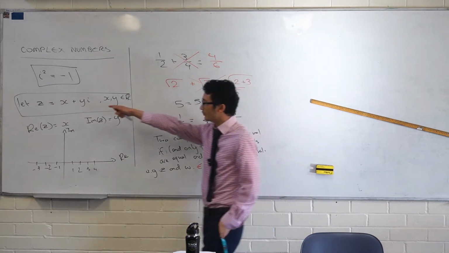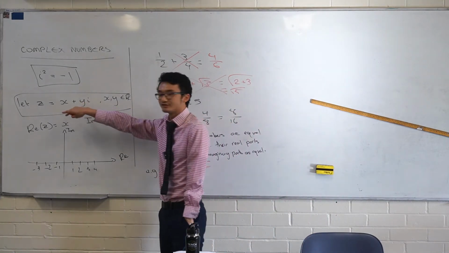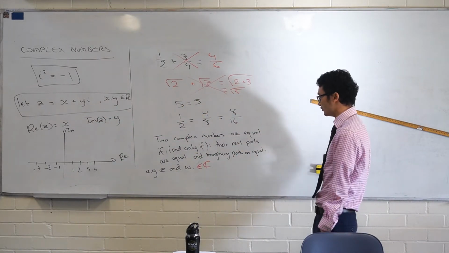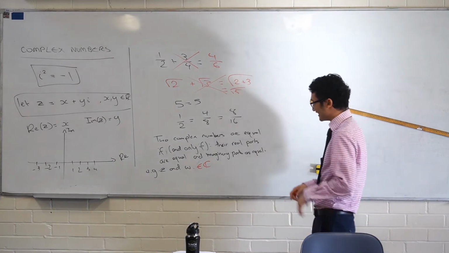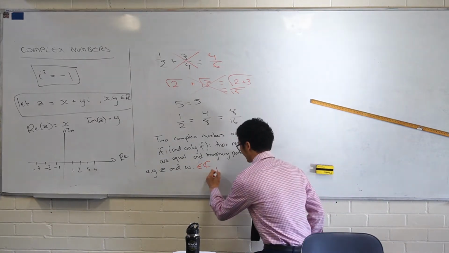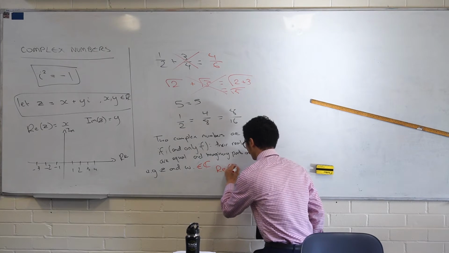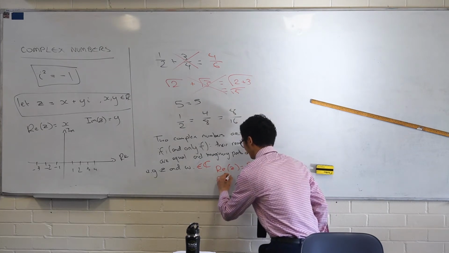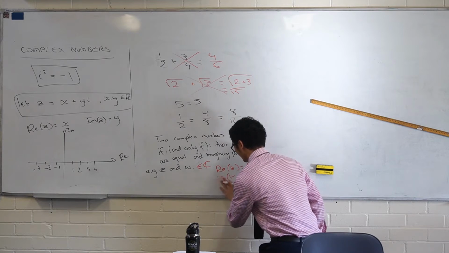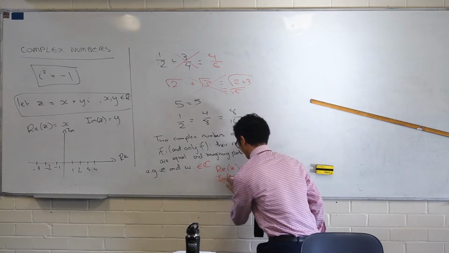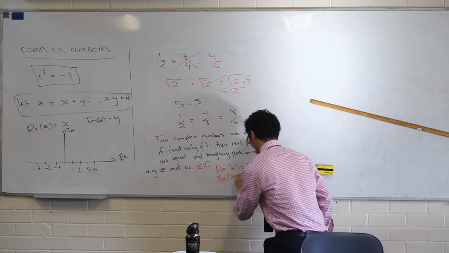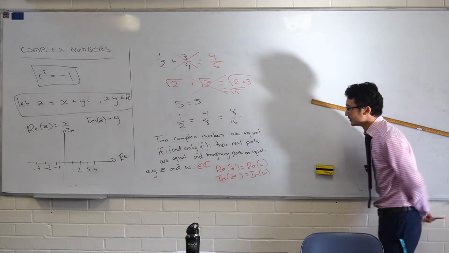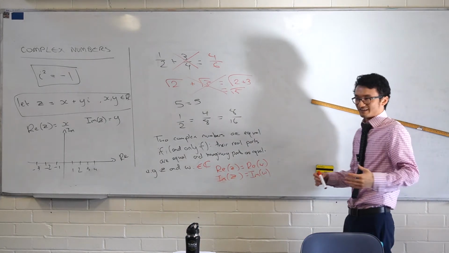But then Z, we know we can represent in this particular way, where X and Y are real. That's kind of an assumption with the notation that we have. So if I have these two complex numbers, Z and W, and they are equal, then the real part of Z is equal to the real part of W. And the imaginary part of Z is equal to the imaginary part of W as well. Okay, that's all well and good, and that kind of seems self-explanatory.